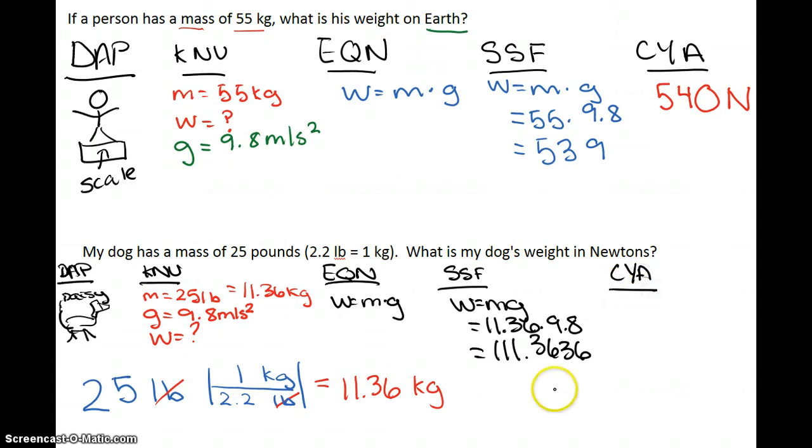Looking here, I'm not going to have all those crazy decimals, right, with significant figures. I want to go back to not these numbers in here, but back to my original problem. So the number I was given, 25, has 2 significant figures. So my answer should have 2 significant figures. So I'm going to write 1, 1, placeholder 0, because this needs to be 110, close to 111. And then my units are newtons. So 110 newtons is how much my dog weighs.